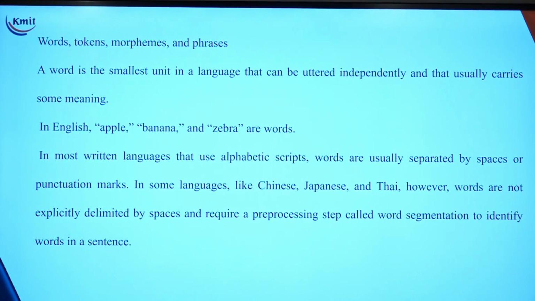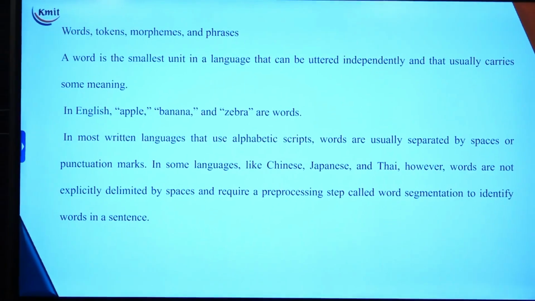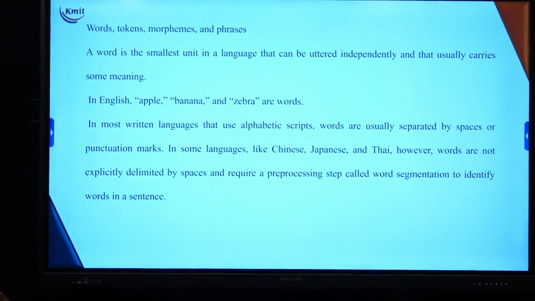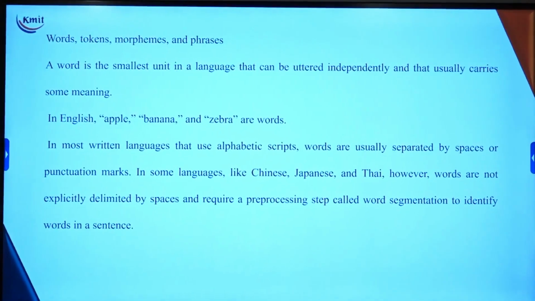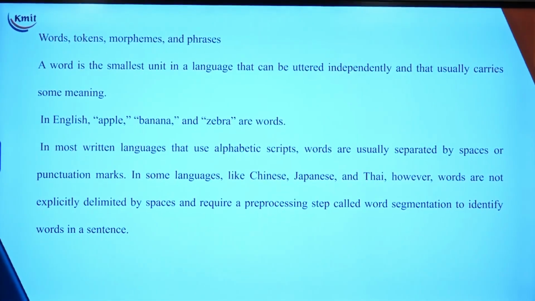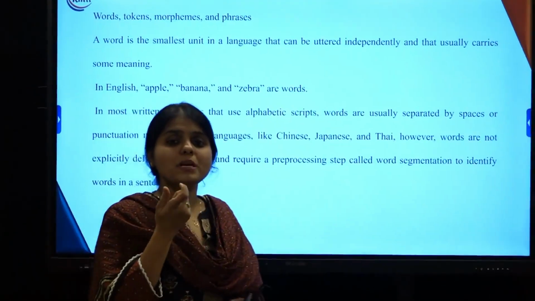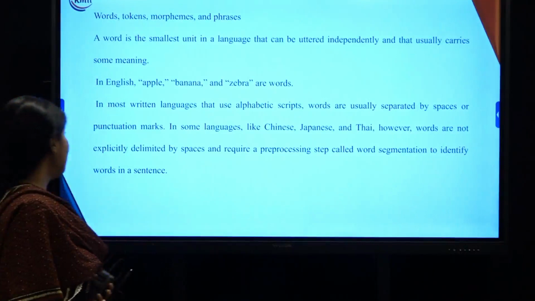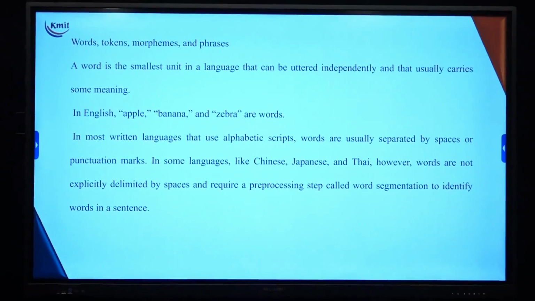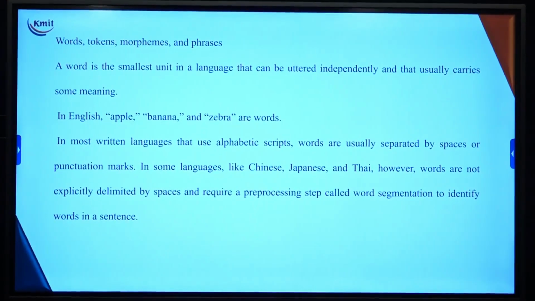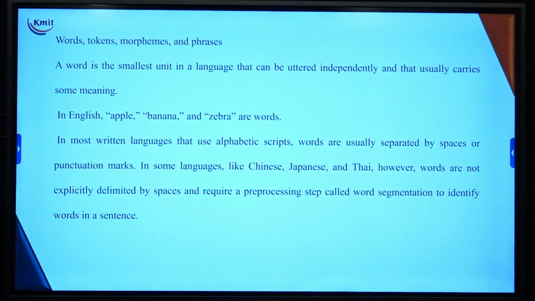Now, after characters, we step into discussing words, tokens, morphemes, and phrases. Let us look into each of these. A word is the smallest unit in a language that carries some meaning. So using characters we form a meaningful word. In English, apple, banana, zebra are some meaningful words, which represent apple and banana as fruit, and zebra as an animal.